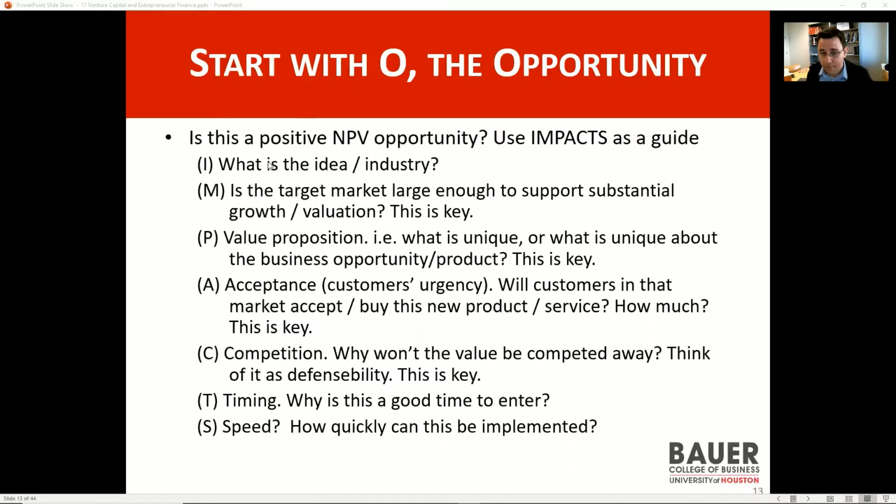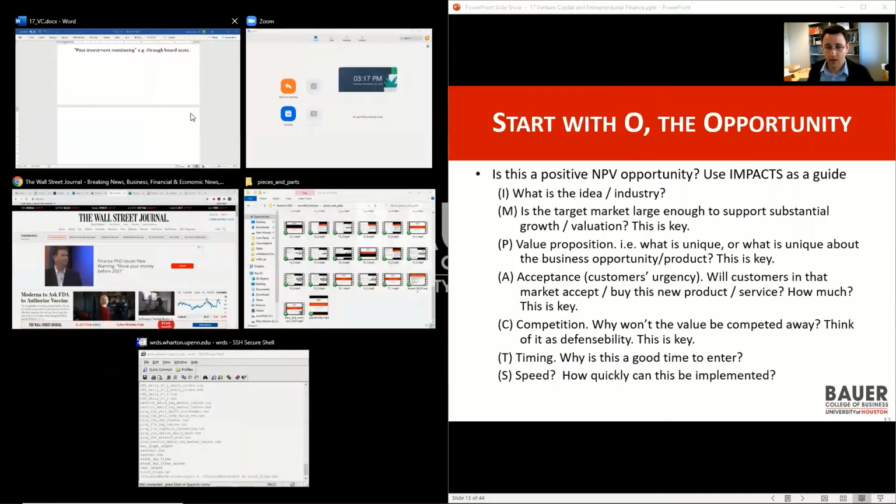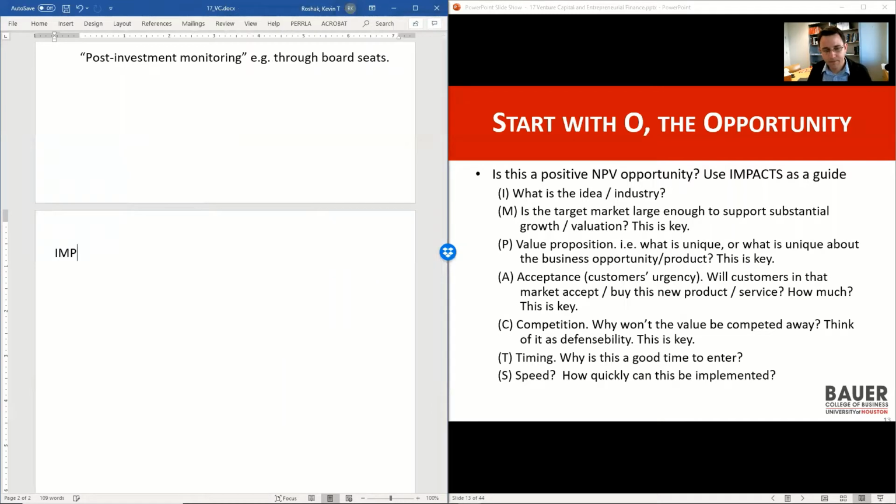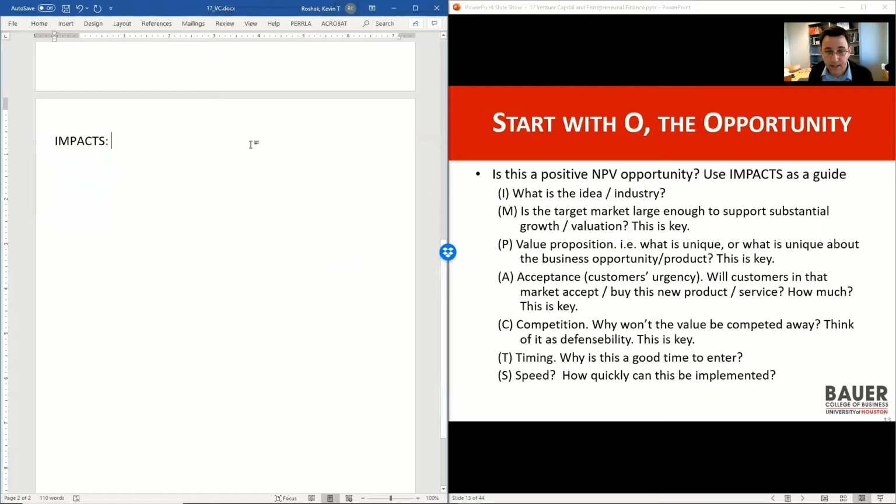We'll start with impacts. Okay. Is this going to be a positive NPV opportunity? What is impacts getting at? You want to know whether the company can grow fast enough to get to an IPO in 5 or 10 years, right? We need a lot of growth.